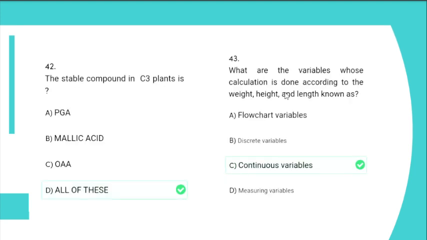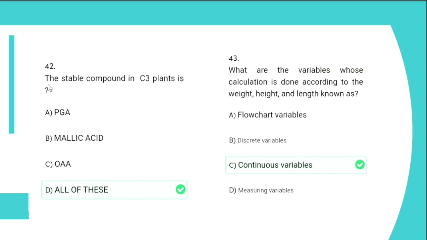Okay. So the next question is, the stable compound in C3 plants is. So here all the options are correct, that is A, B, C. So in C3 plants, PGA, malic acid, OAA, all the options are correct.